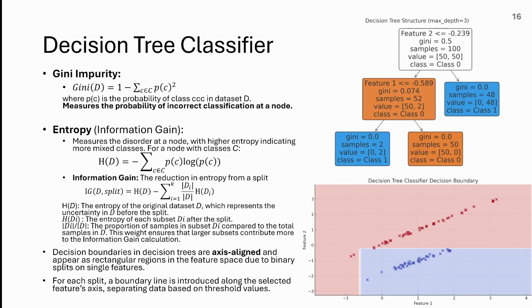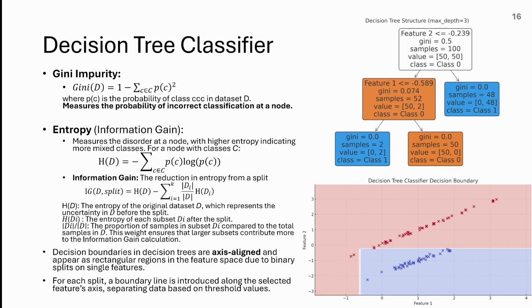A decision tree classifier segments the data by recursively splitting on feature values to create a tree structure. Each split aims to create purity in terms of class labels. The objective is to build a tree where each internal node represents a decision rule on one feature.